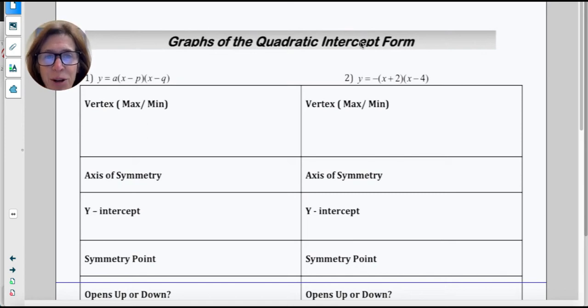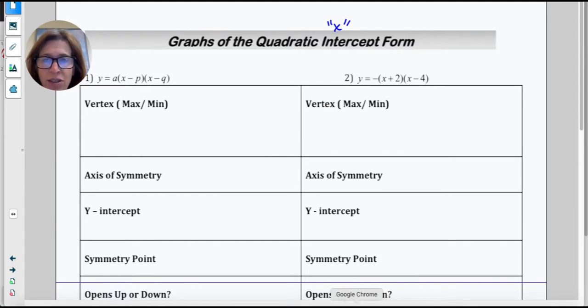Hi everyone, so today we're going to be talking about the graphs of the quadratic function in intercept form. And actually, if Coach Fred had her way, we wouldn't call it intercept form, we would call it x-intercept form. Because this is where we can see the x-intercepts really just by looking at the function.